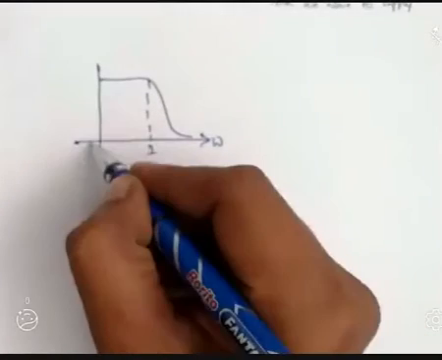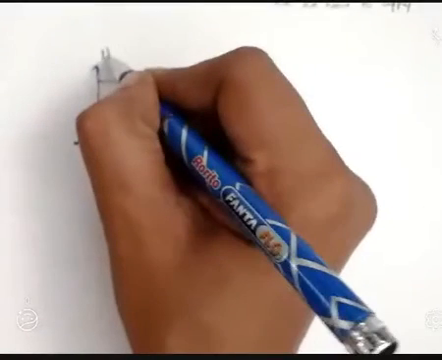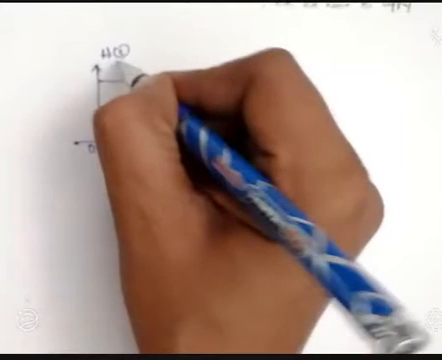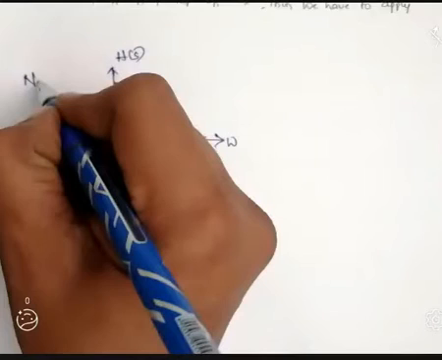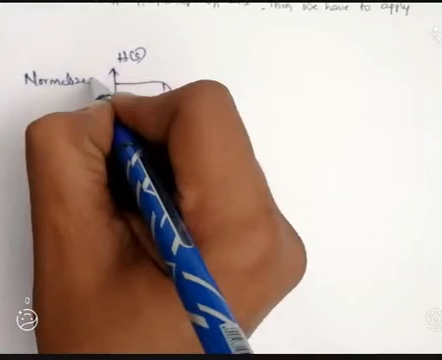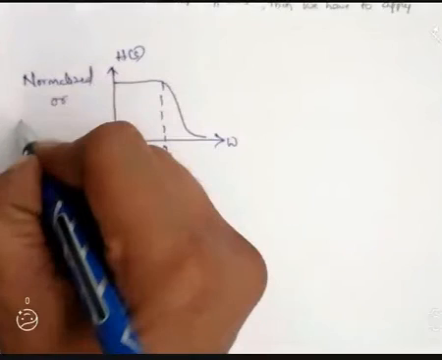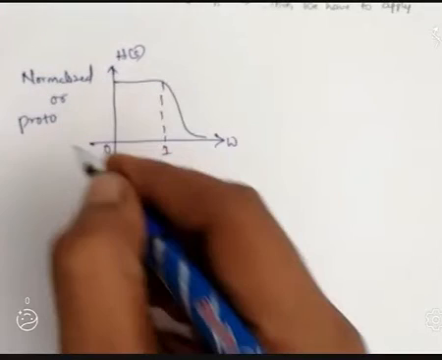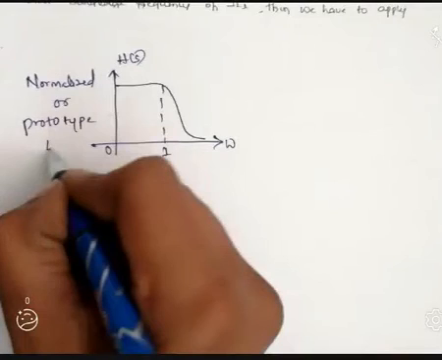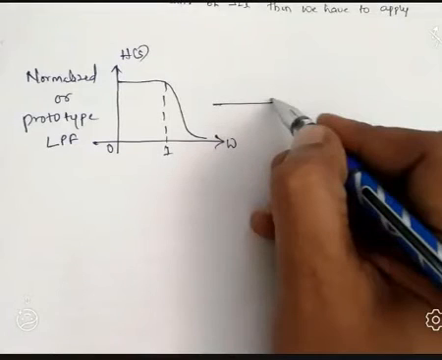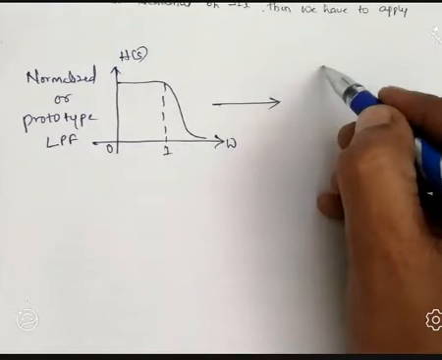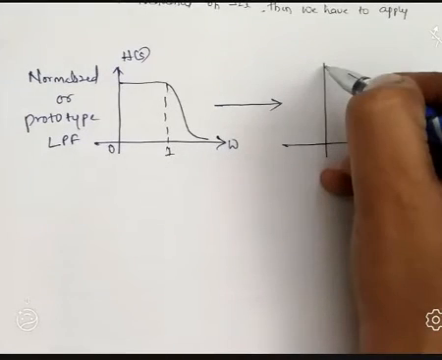1 radians per second. These are the characteristics of the normalized or prototype low pass filter that is transformed to band stop filter, H dash of s.